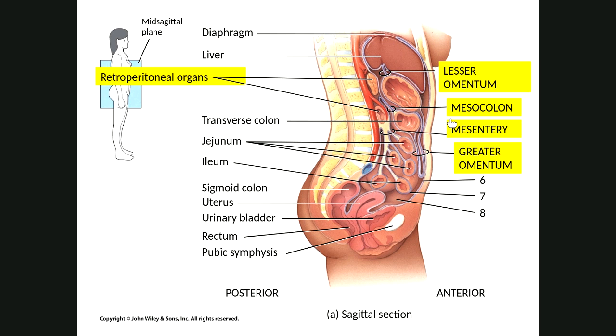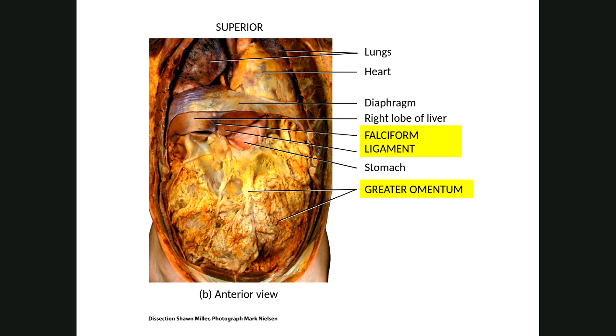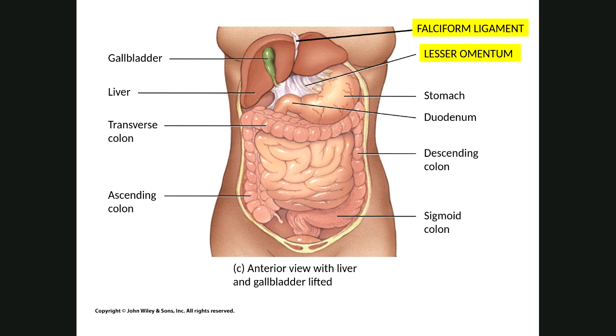So mesocolon is over here, mesentery is over here, and greater omentum we already studied. That's the apron-like. Okay. Here's the apron-like omentum or the greater omentum. Here's the falciform ligament. And then the lesser omentum is, see how we lifted the liver and the gallbladder, so it holds things to the back wall.